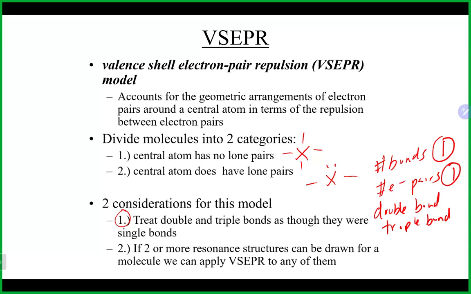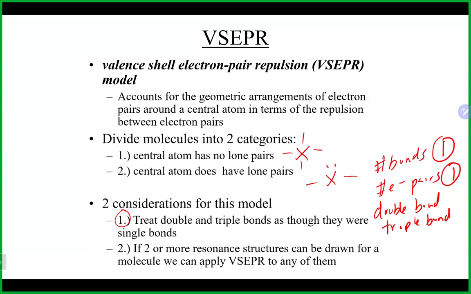And they also count as 1 electron pair. So when you're doing geometry, that's a really important consideration. The second thing there is about those resonance structures that we drew the other day. Remember that you could draw more than one structure if you have options as to where you could put the double bond, and you could apply this geometry to each of the resonance structures.